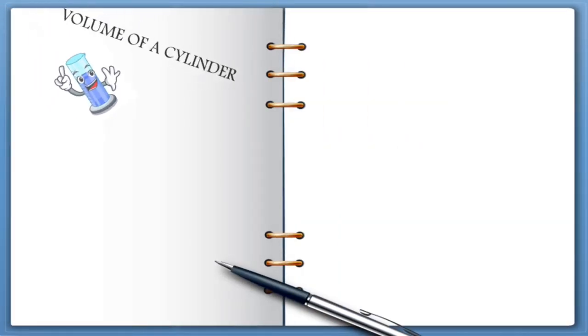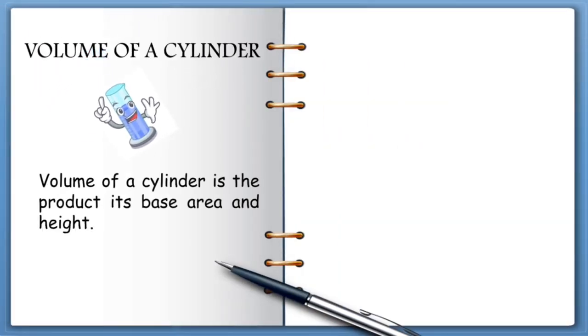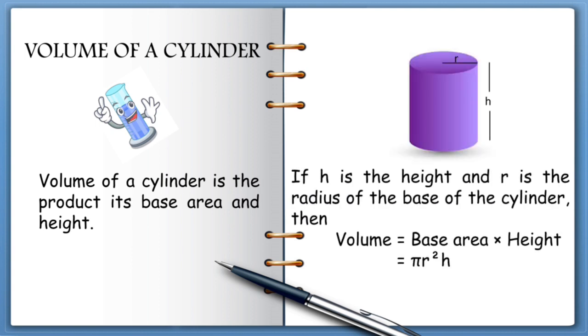So, the volume of a cylinder is a product of its base area and height. If h is the height and r is the radius of the base of the cylinder, then volume is equal to base area into height, which is equal to pi r square h.